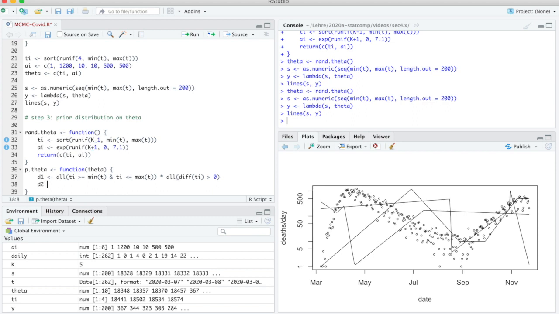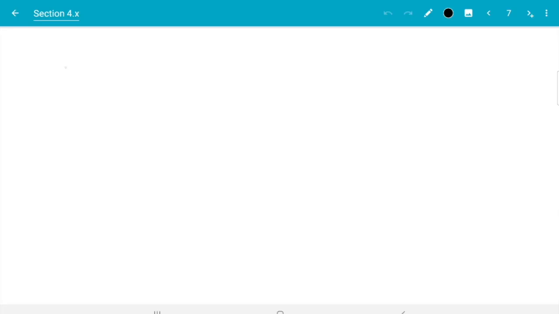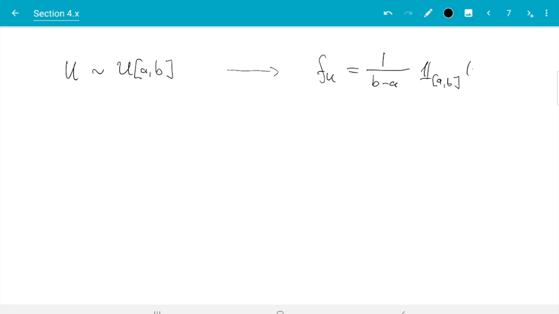Then the second part of the density, there we need to be a bit careful. That was uniform before we applied the exponential distribution, but after exponentiating, it will no longer be uniform. So we need to think what we actually write here. So we have a uniform distributed random variable u on some interval. Let's just write a and b here. And for this, we know the density. So the density of u is 1 over b minus a times the indicator function of this interval.